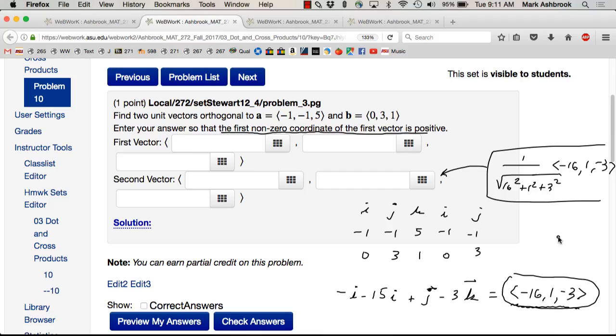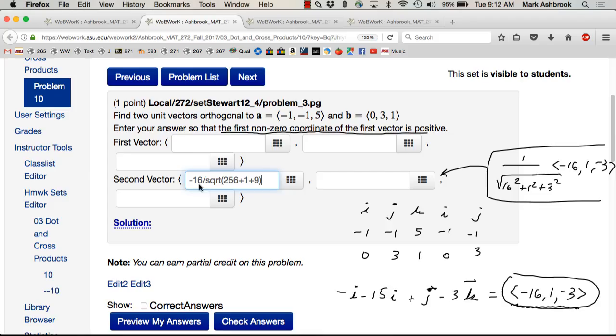And remember, with WebWork, you can put in expressions. If you punch this all in by hand and then use a decimal approximation, you're welcoming the possibility of errors along the way. So for instance, I could just put in -16 divided by the square root of 256 plus 1 plus 9. You can let WebWork be your calculator.